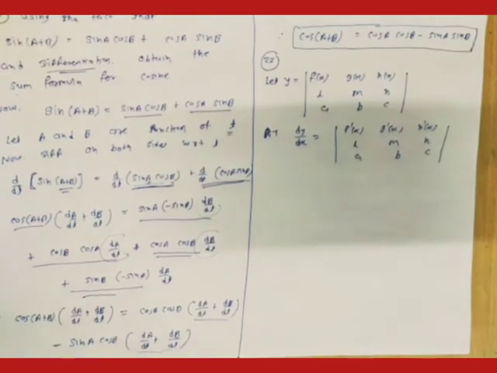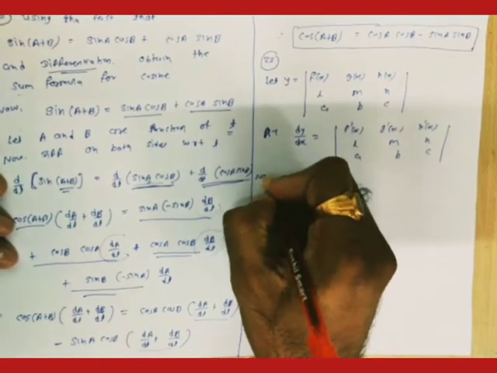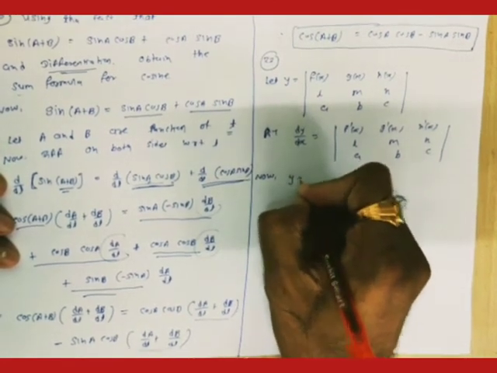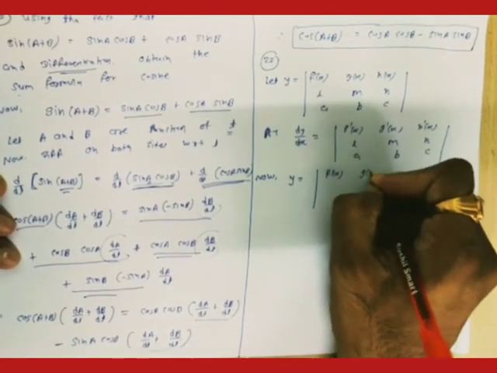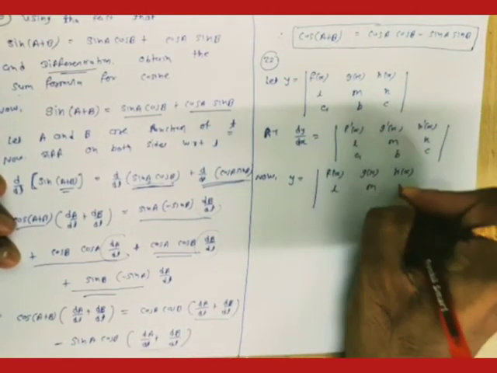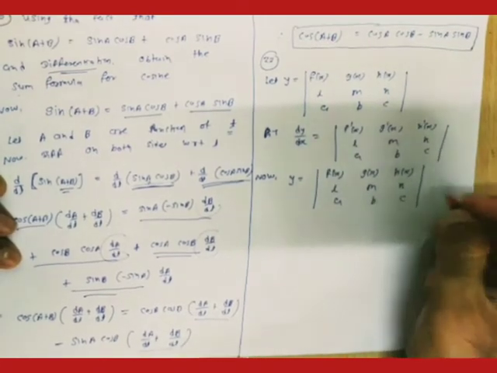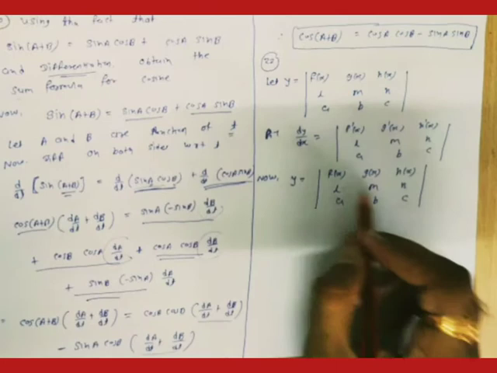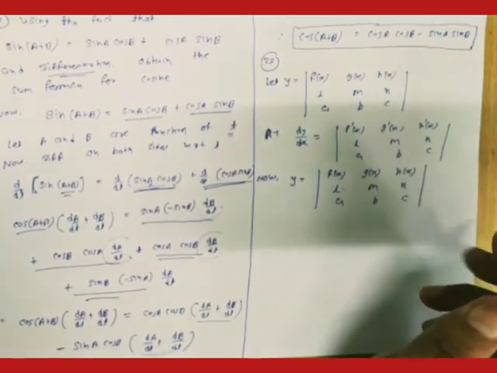So you have to obtain the differentiation of a determinant. For that we are given y, so let's start with the given. Here y equals the determinant f of x, g of x, and h of x, and this l, m, n, and a, b, and c. These l, m, n, a, b, c are the constant terms. You have to consider them as constants.